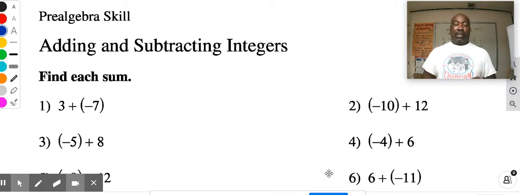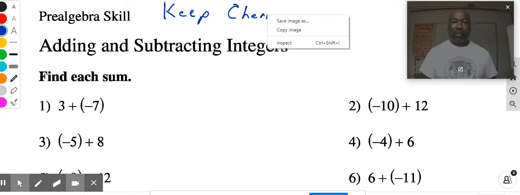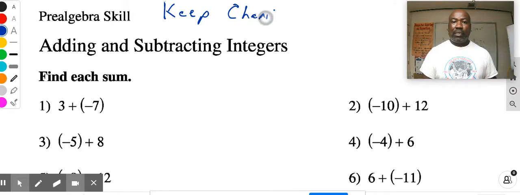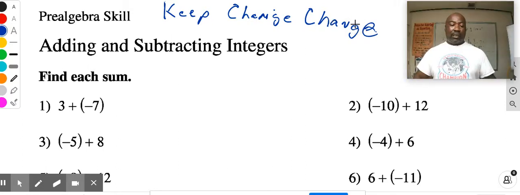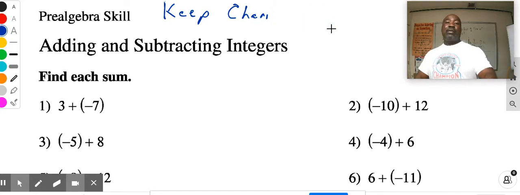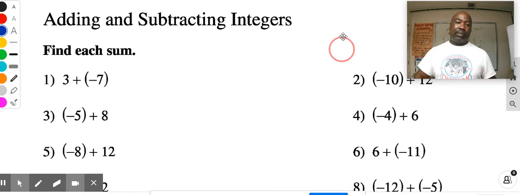I'm going to teach you something called keep, change, change. We'll go over that again, but I just want to plant the seed of keep, change, change. Now let's get rid of this, and we can go back over. That's only for subtraction. Now let's take a look at our addition problem right here.